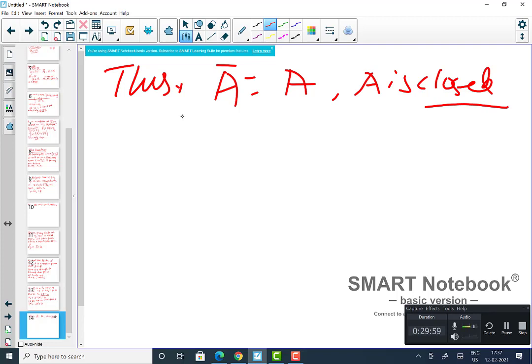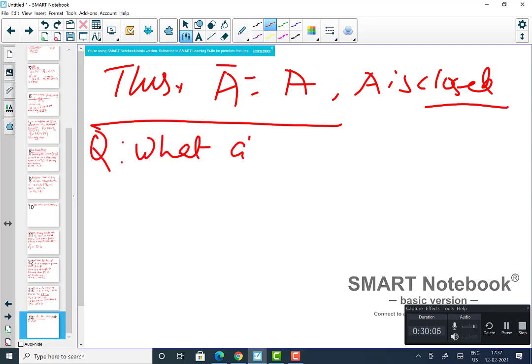Now one can ask, what about the converse? Okay, so question, what about the converse? What do I mean? So I mean that if every finite point set is closed inside a topological space, does that mean that it is a T2 space? Okay, so you understood what I'm asking?